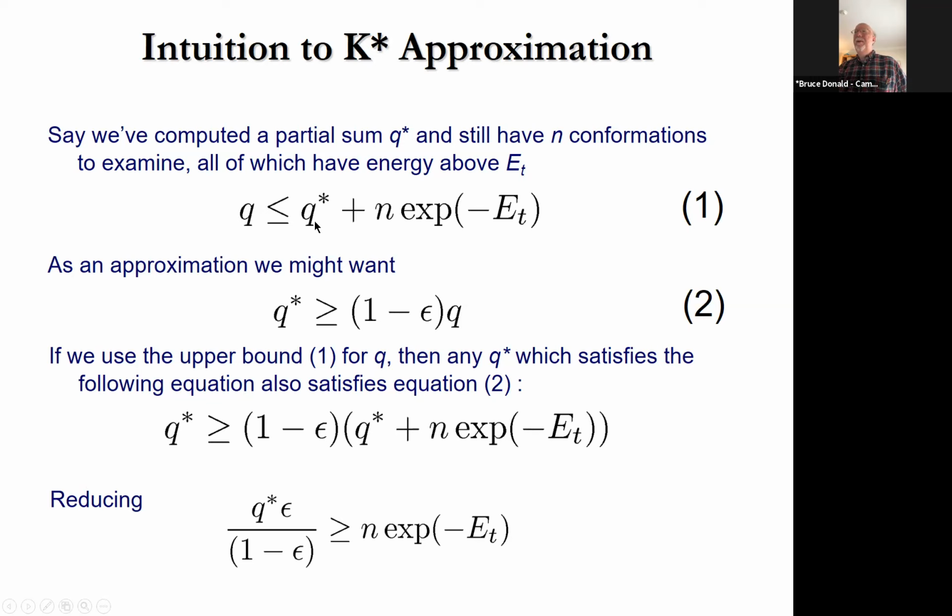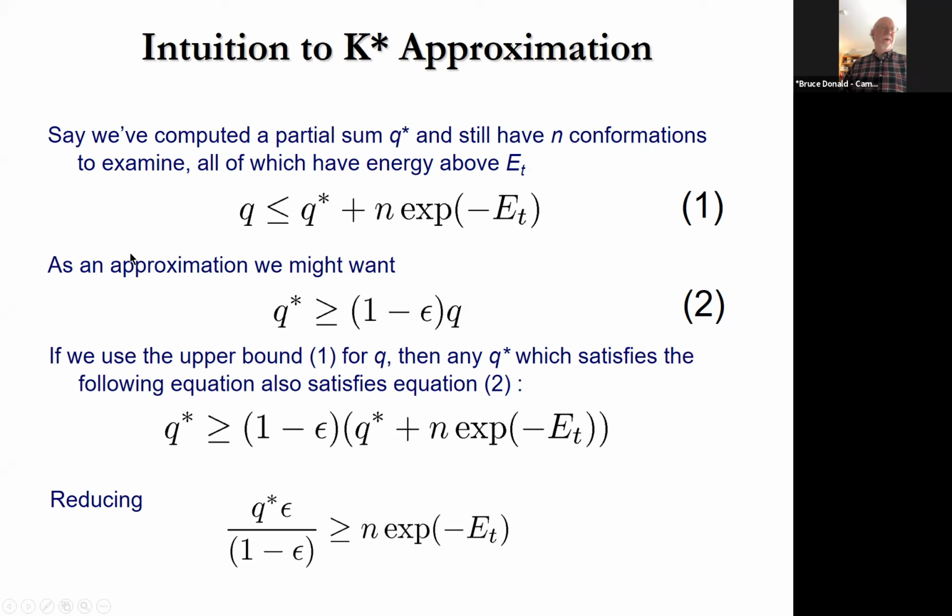So I know I have n things that I haven't looked at yet. Well, I can bound these roughly. Suppose all of the things I haven't looked at have an energy above E sub t. I don't know E sub t yet, but I give it a variable name. That's what algebra is all about. So I can bound Q above by Q star, my running sum, plus n, the number of conformations left to see, times exp of minus E sub t, where the energy is at least E sub t for these guys. So that's what I have. Remember, I don't know Q. I know Q star because I've computed it, leaving E sub t as a variable.